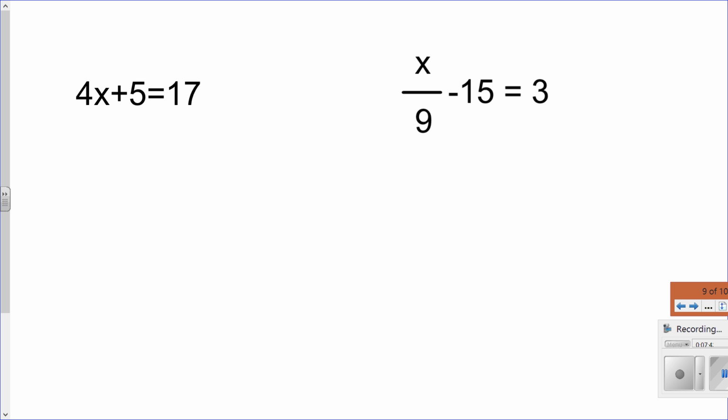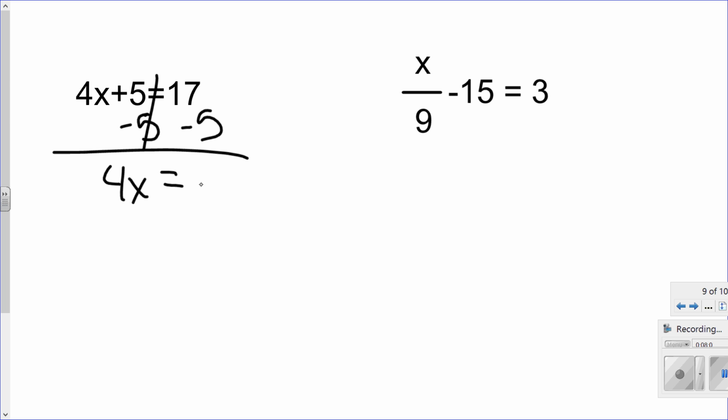Try these two. Remember, the more practice you do at this, the better you get, and the quicker they'll be for you. So I'm going to subtract 5 from both sides. And I get 4x equals 17 minus 5, which is 12. Divide both sides by 4. x equals 3.